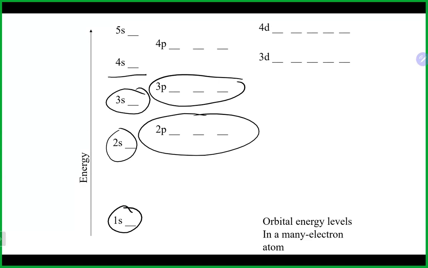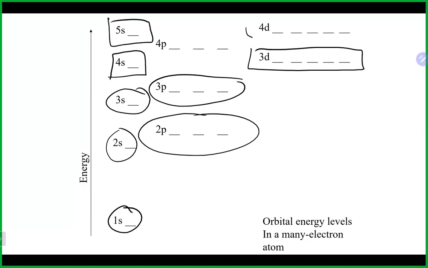After the 3p, the 4s orbitals are actually lower in energy than the 3d orbitals. That means the electrons will go into the 4s orbitals first, followed by the 3d. And that pattern repeats: the 5s is lower than the 4d. So electrons don't fill the atom perfectly based on the numbers.